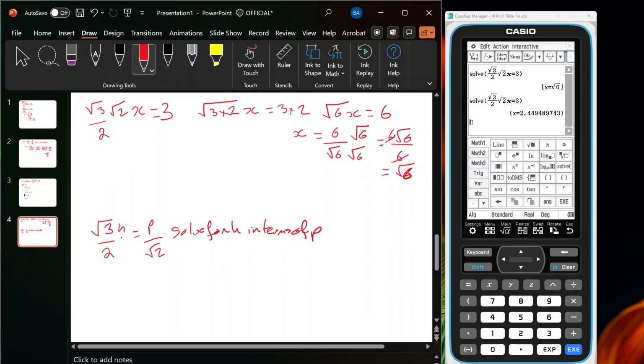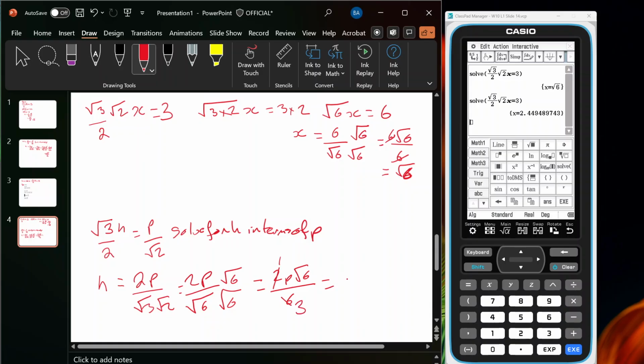Again, we can multiply out the sides. We want the h on its own, so I end up with h equals 2p over the square root of 3 square root of 2, which is going to give me 2p over the square root of 6, and I rationalise it by multiplying top and bottom by the square root of 6, so I get 2p square root of 6 on the top, 6 on the bottom, cancel those out, so I get p square root of 6 over 3. Alright, so that's the answer we're looking for.